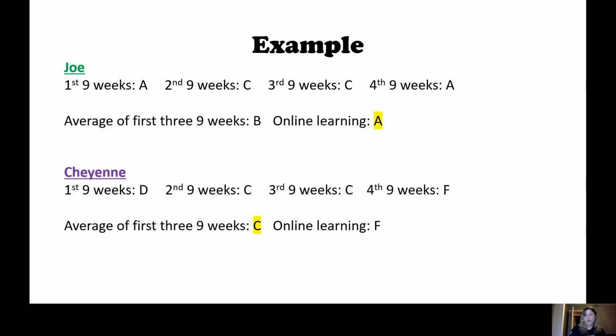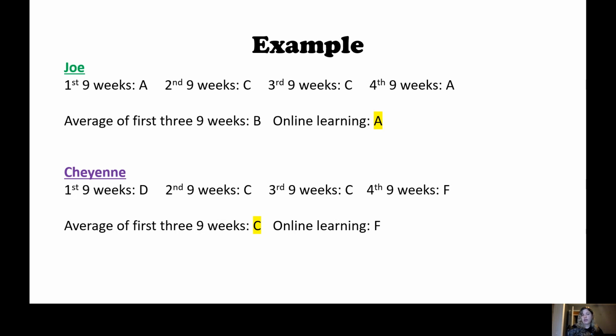But now let's look at Cheyenne. She didn't do as well as Joe. She had D, C, C. So the fourth 9 weeks, Cheyenne didn't have as much access to a computer. She only did 2 assignments and she scored an F online. Now, if this was in class, she earned that F and that would be what goes in the report card. But it's not in classroom. We're online, so we understand it's difficult. So since she did get an F, I'm going to look at that as her online learning grade.